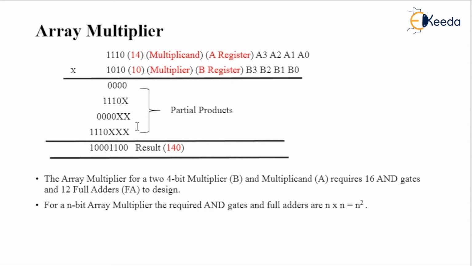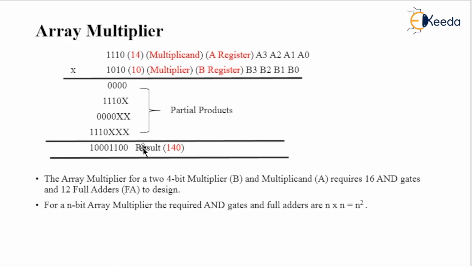Next, two shifts have to be done here. The two shifts are represented with x, and 0 is multiplied with 1110, so the result will be 0000. In the case of multiplying with 1, I get 1110. Now I am adding all these partial products. Each individual product is a partial product. Adding these partial products, the result is 1 0 0 0 1 1 0 0. So this is the result of multiplicand 14 multiplied by multiplier 10.